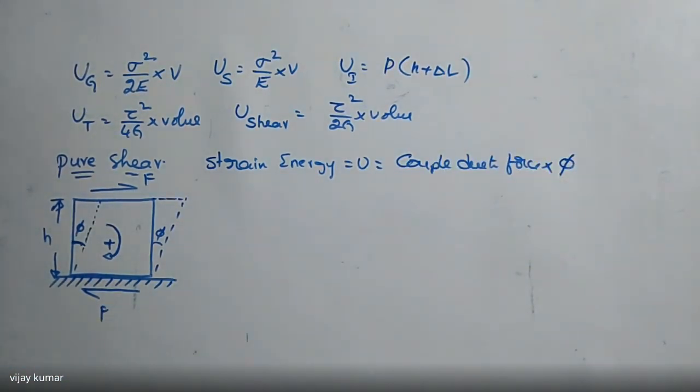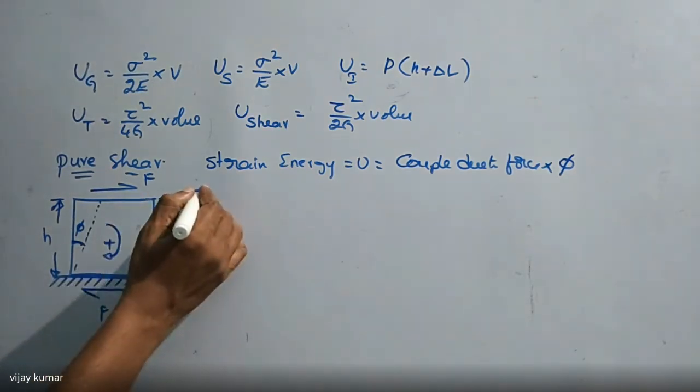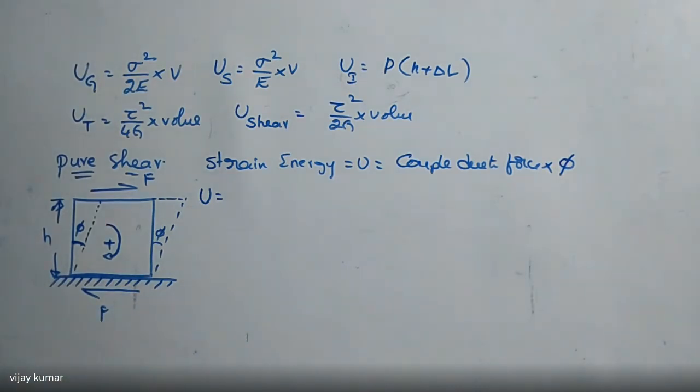So couple due to force into phi here. Here I am writing strain energy is equal to, or otherwise we can write, work is equal to force into displacement. Force is nothing but shear stress into area, and displacement is nothing but phi. Then we can write force is always the average force. Then we can take this phi is equal to some value. Then we can write it very easily.